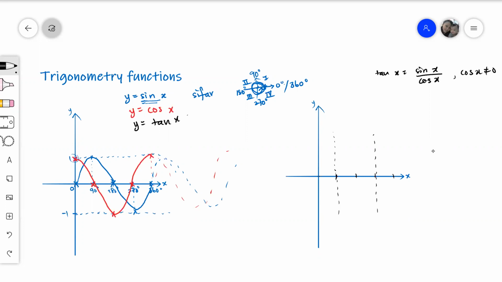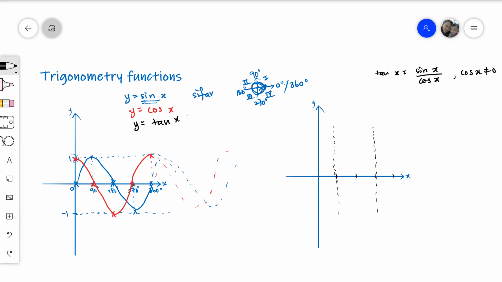So when is cos x 0? By looking at the original cos x graph, cos x is 0 when it is at 180 degree. Oh, sorry, cos x is the red graph. It is at the 90 degree and also 270 degree. Therefore, we will have the asymptote. An asymptote is the line that our graph will never touch.